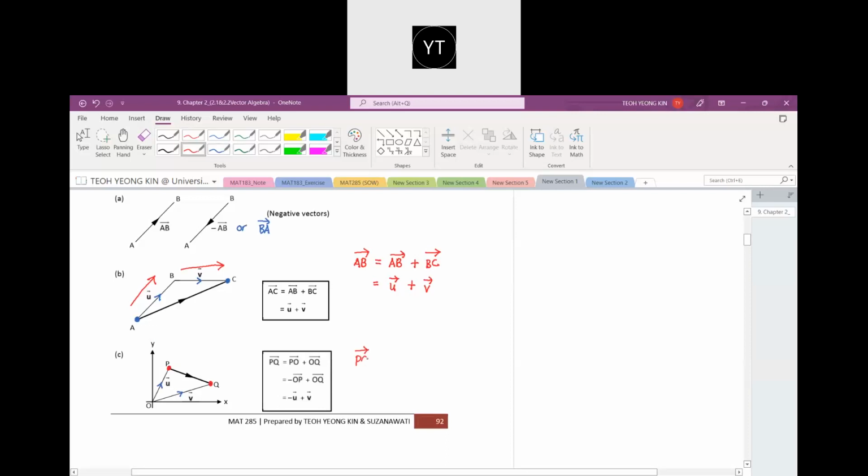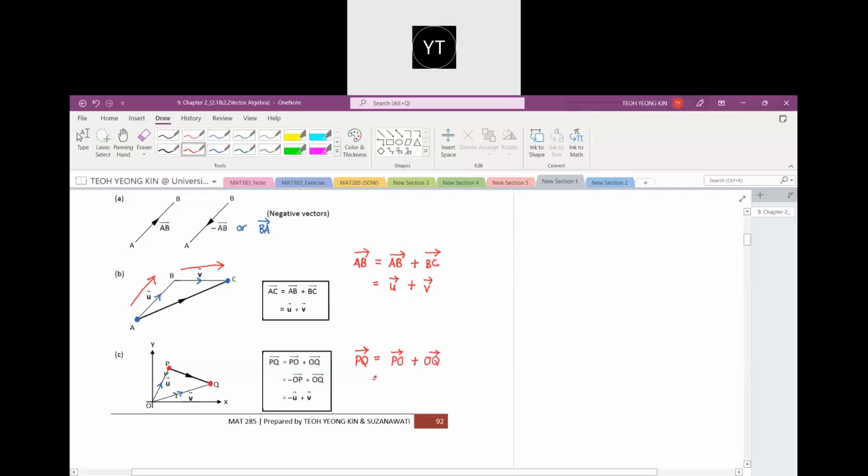In order to find the vector PQ from P to Q, what we have to do is move from P to O first. Kita terbalik P to O dulu, kemudian baru O ke Q. We need to move from P to O, plus, and then from O to Q.